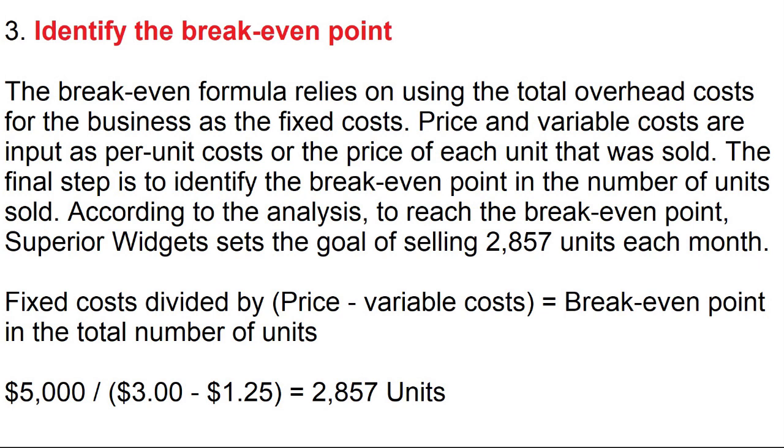According to the analysis, to reach the break-even point, Superior Widgets sets the goal of selling 2,857 units each month. Fixed costs divided by price minus variable costs equals break-even point in total number of units. $5,000 divided by $3 minus $1.25 equals 2,857.